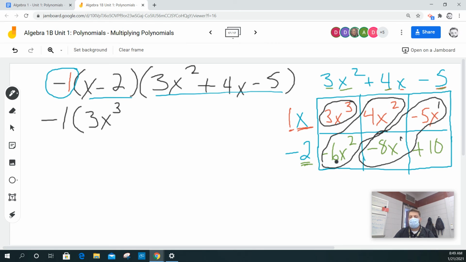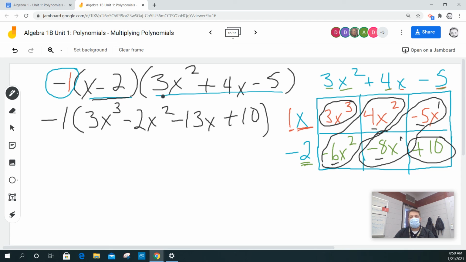Then let's combine. What's negative 6 plus 4? Yep, negative 6 plus 4 is negative 2. And they're x squareds, so we'll leave that in there. What's negative 5 plus negative 8? Yeah, it's a negative, caught yourself, right? It's a negative 13x. And then we just tack on this plus 10 on the end here. So what we did is we said this times this equals all of this.